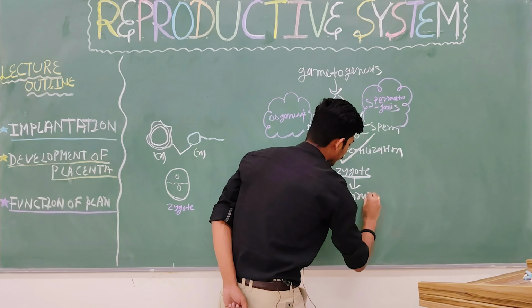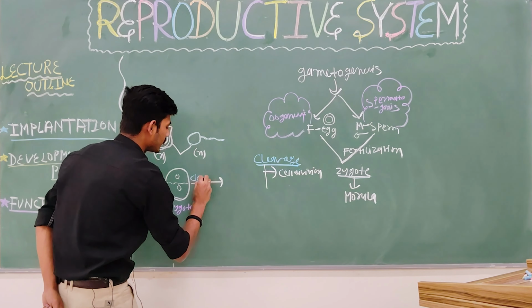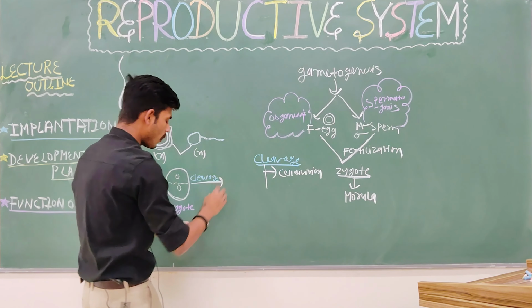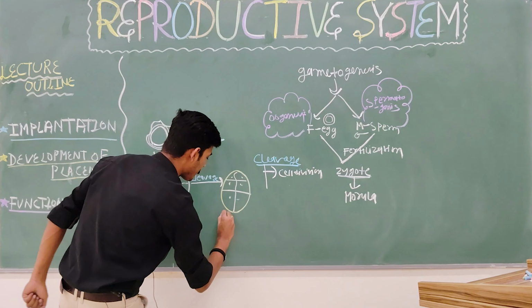Now see here, this zygote, after the fertilization, starts one process. We refer to this process as cleavage, a breakdown. And they form one large structure where there is a division, the 8-cell structure. And this 8-cell structure, we refer to as a morula.